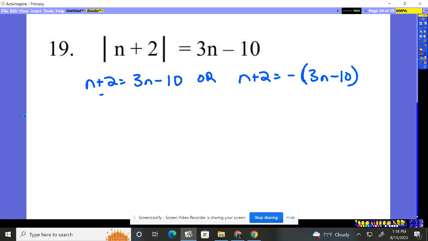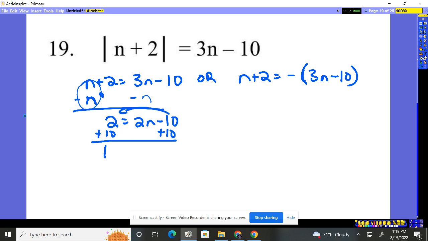So now let's solve this one. Well, we'll just move our n over first. We'll subtract n from both sides. Sometimes y'all like to move the variable to the left, but it doesn't matter. We subtract n. We end up with, that goes away, 2 equals 2n minus 10. Now let's move our number to be over on that side with him. And then divide by 2. n is equal to 6.